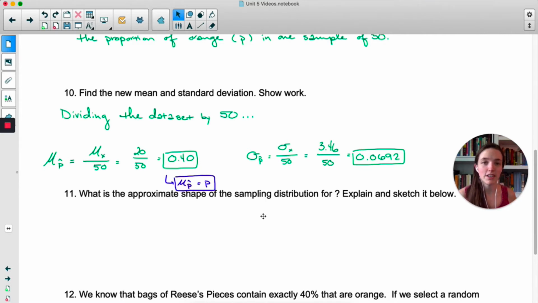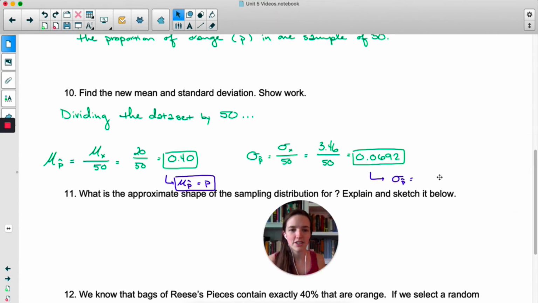Okay, so the mean of the sampling distribution of p hat equaled p, which is pretty interesting. The proportion of orange Reese's Pieces in the entire population was just 0.4. So this is always true for the sampling distribution of p hat. The mean of the sampling distribution of p hat, that's how you would read this, equals p. And yes, that means this is an unbiased estimator.